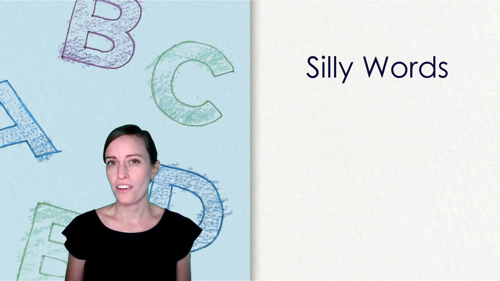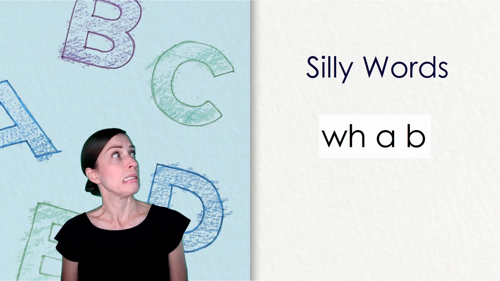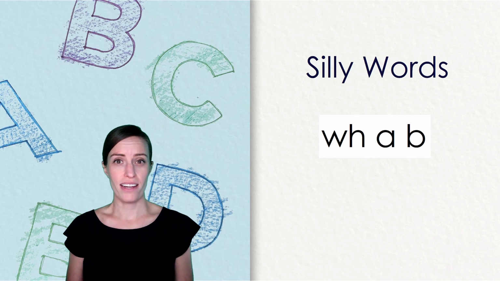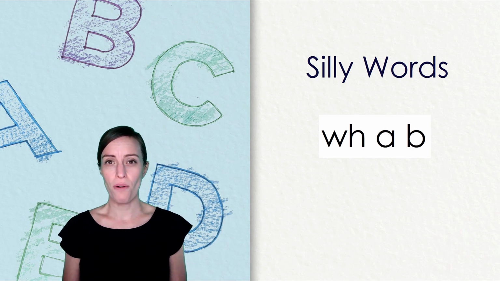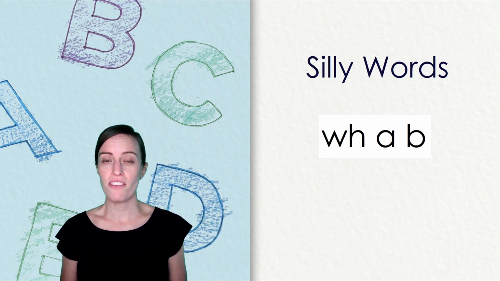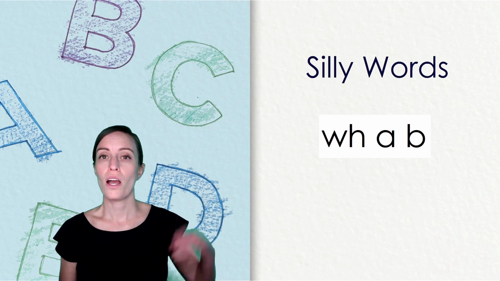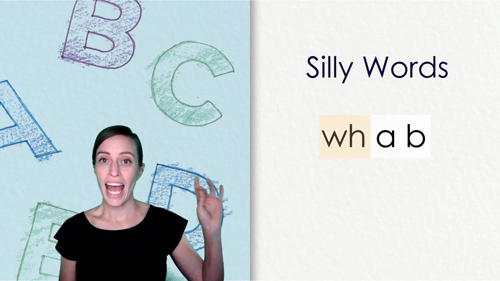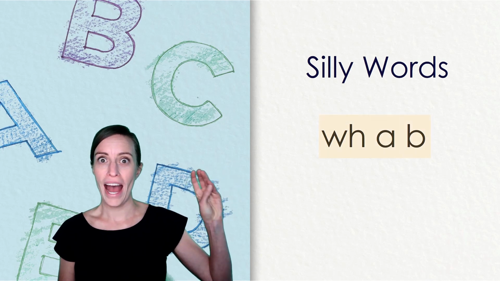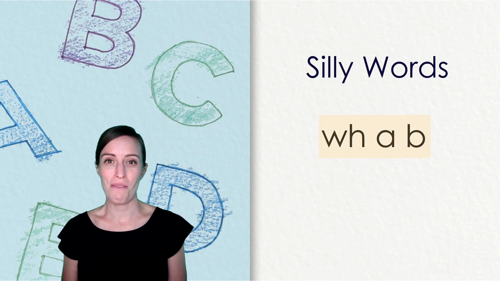Here is another silly word. What do you notice about it? Are there parts that you already know? That's right. WH is a digraph that says W. Let's tap this one out together. W, ab, wab. Excellent job decoding those silly words with me.